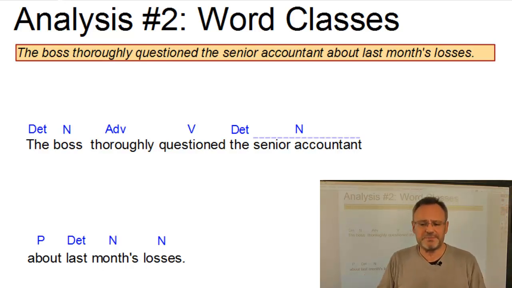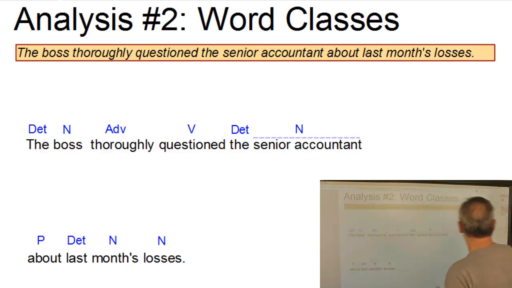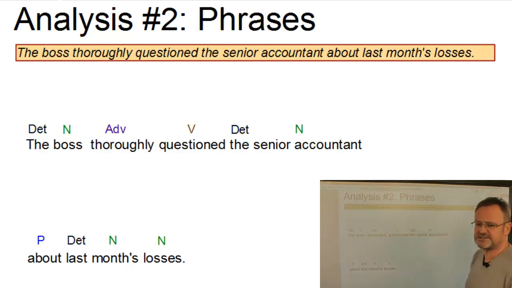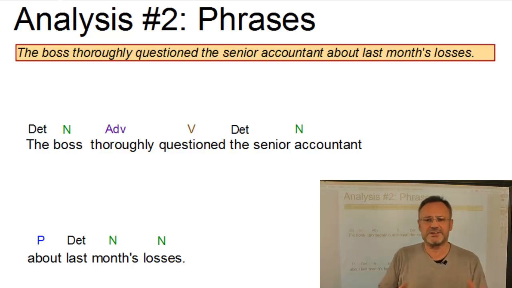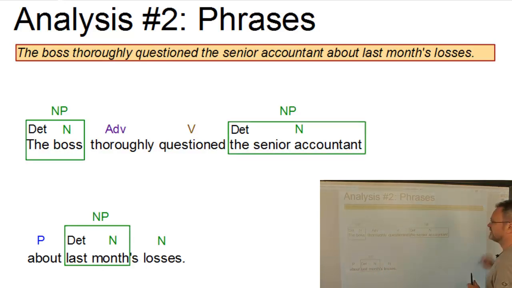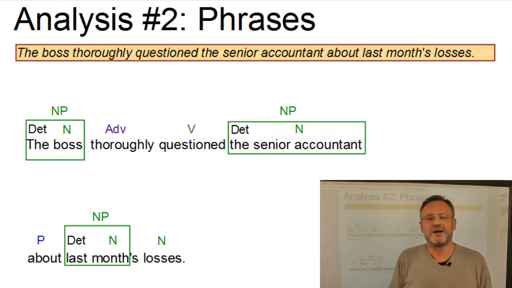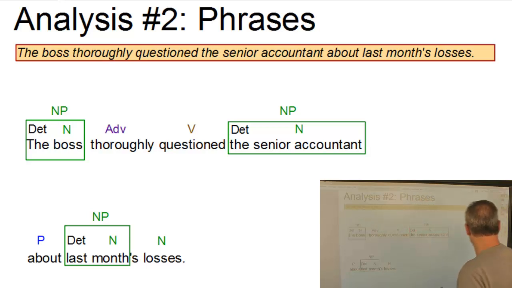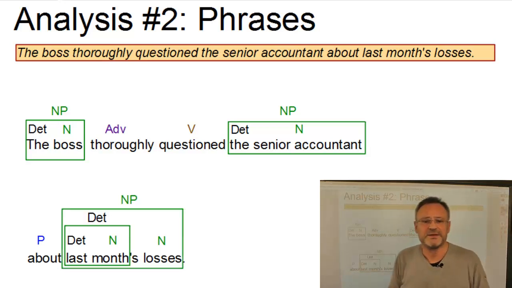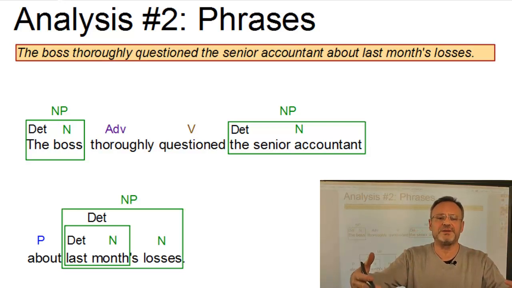Let us now group these simple categories into constituents and let us perform a phrasal analysis. Note that I already marked the lexical or open class categories in special colors. They can all be heads of particular phrases. The nouns boss, senior accountant, and month are the heads of noun phrases, where last month, in the genitive form, is a pre-modifier to the head losses. Thus, it is nested within the higher NP, where losses is the head.